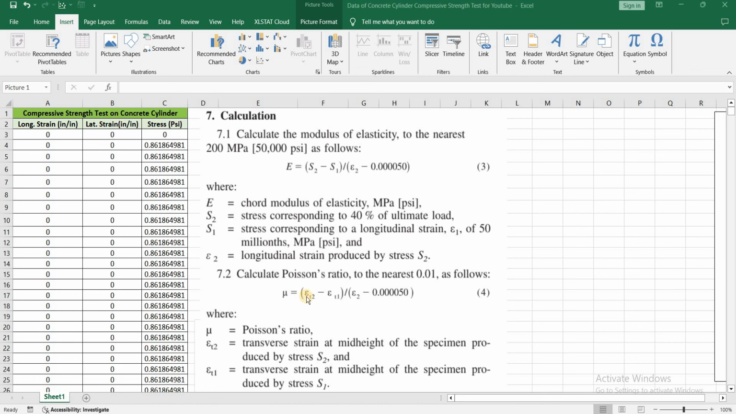In this video I will be explaining these two formulas that are given in the ASTM C469, and I will be explaining what is meant by all these terms given in the formula of modulus of elasticity and Poisson's ratio.